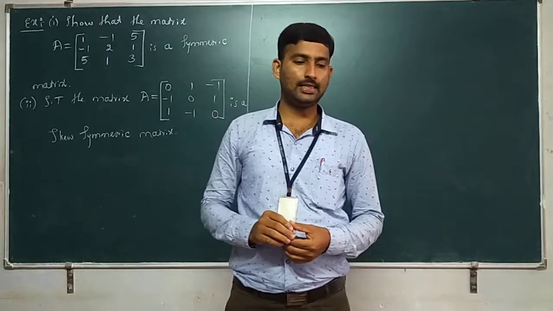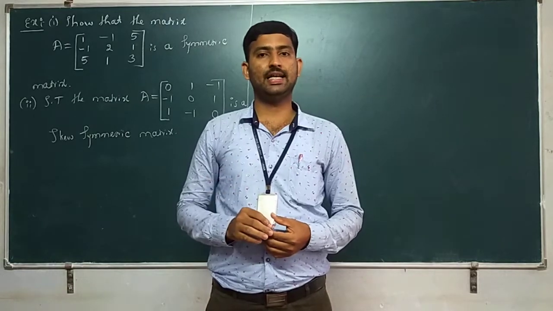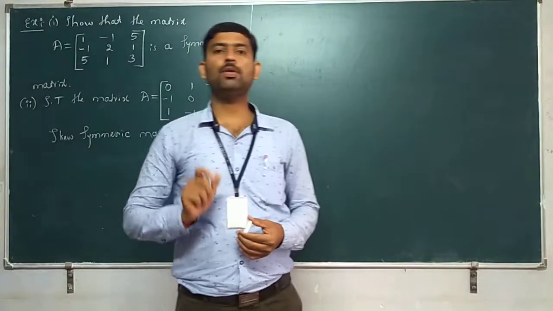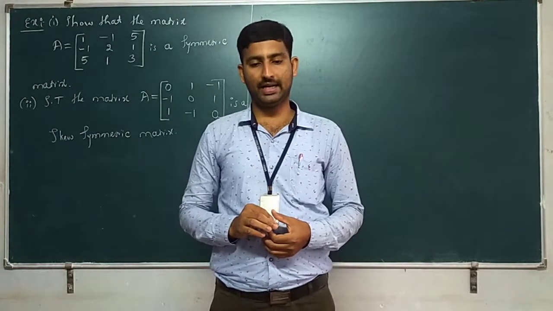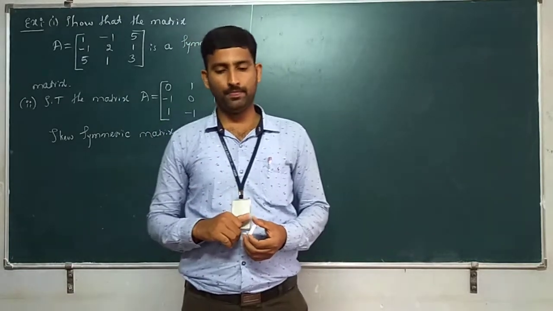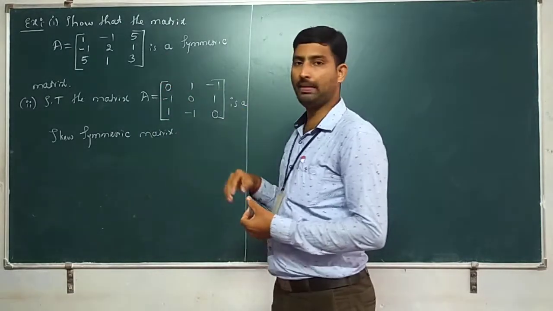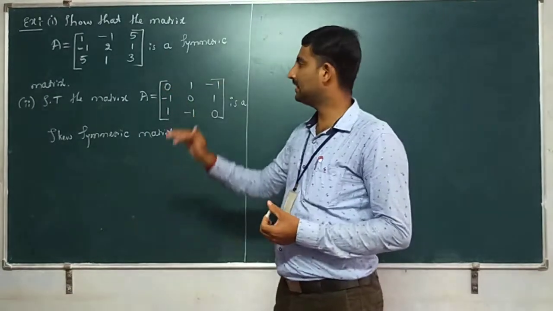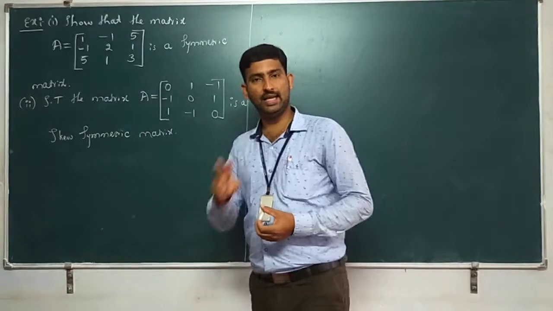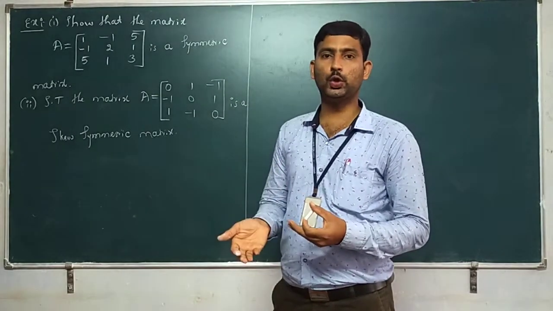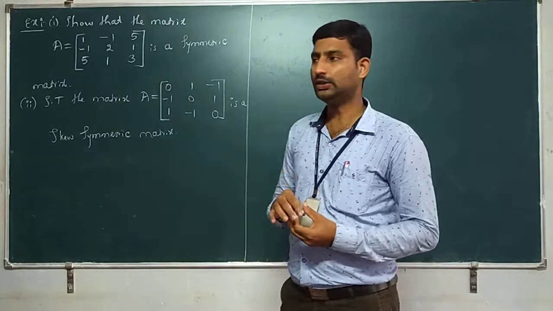In the last class, we had seen the definition of symmetric matrices and skew symmetric matrices. After that, a few problems we discussed, that is nothing but examples for symmetric matrices as well as skew symmetric matrices. Now we have the exercise problem. They are asking to show that the given 3 cross 3 matrix is a symmetric matrix. After that, show that the matrix A, a 3 cross 3 matrix, is a skew symmetric matrix. They are given two matrices. Our job is to show that those two matrices are symmetric and skew symmetric.